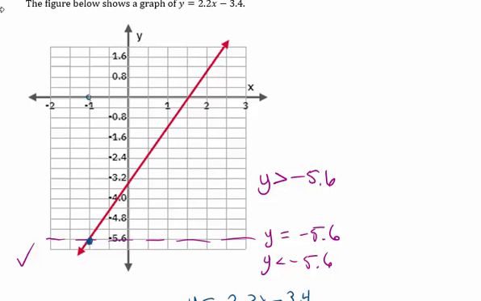And so if I map it back to the x-axis, I'm going to say these x coordinates have y values that are less than or equal to negative 5.6. Now as an inequality, I would say that's when x is less than or equal to negative 1.